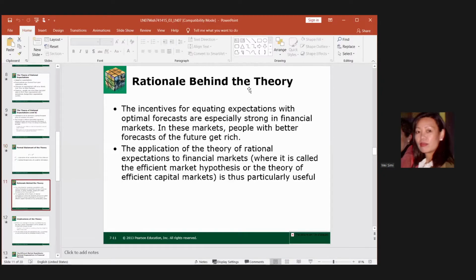Next one, the rationale behind this theory. Let's see what they're trying to tell you. The incentives for equating expectation, what we just did, with the optimal forecast are especially strong in financial markets. In this market, people with better forecasts of the future get rich. I want you to tell me why, how they get rich. Who gets rich? I want you to interpret because I talk too much. It's your turn. Who gets rich? Why do they get rich?